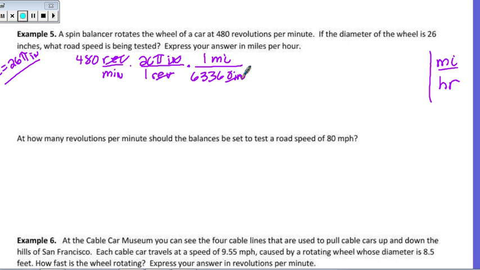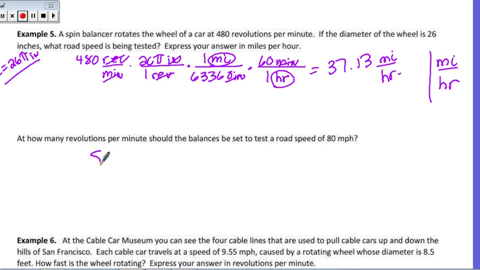And I also know I want my minutes to become an hour. Notice the hours are in the denominator, so I need 1 hour down here. There are 60 minutes in 1 hour. So now the minutes cancel, and I can see that I'm now in miles per hour. Multiply through the numerator, divide by the denominator, and you should get about 37.13 miles per hour.